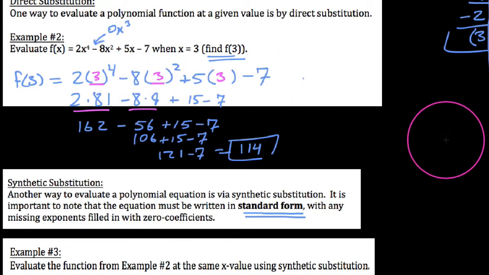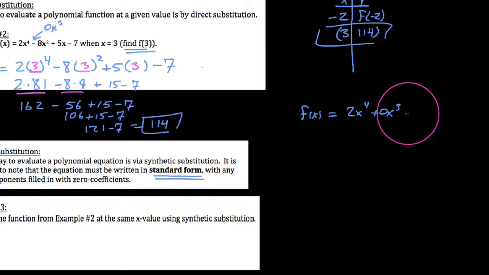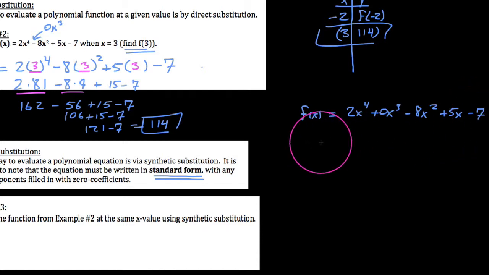So when we write this out, we say, well, our original function f of x is really equal to 2x to the fourth plus 0x cubed minus 8x squared plus 5x minus 7. So now, when we use synthetic substitution, the first thing we want to diagnose is this. What is it that we're evaluating for? And in this case, we're evaluating for 3.